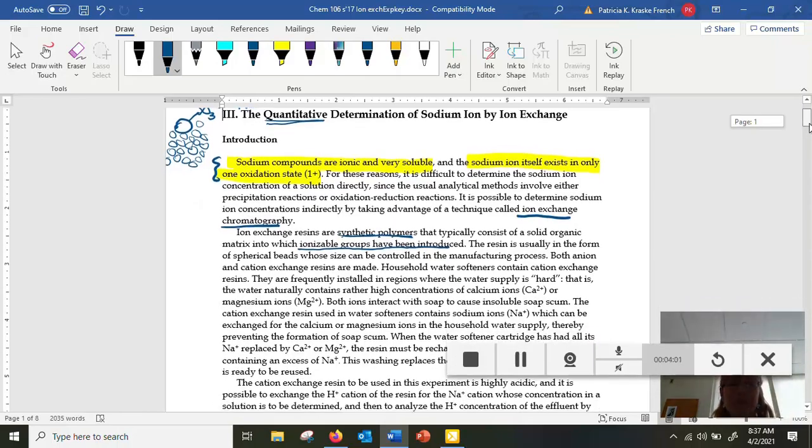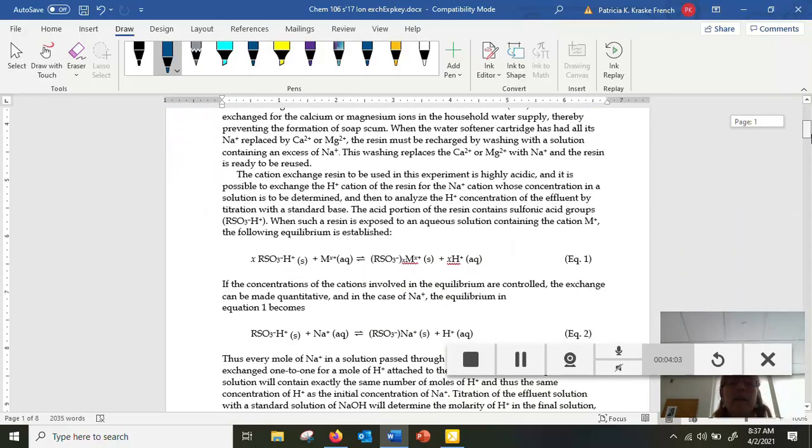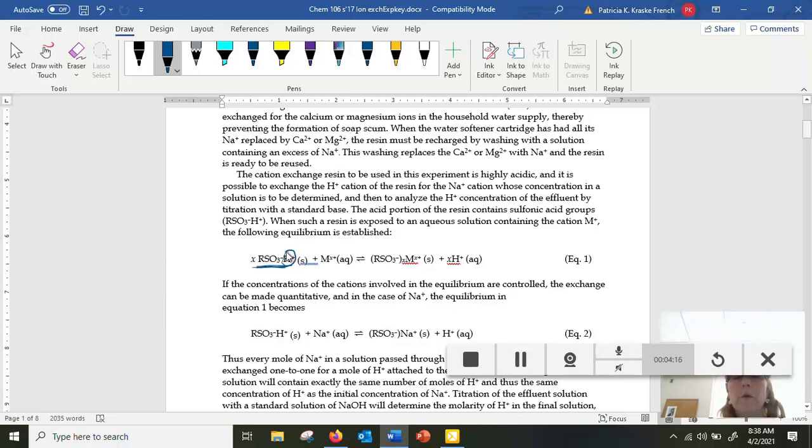So, down here, this is our generic equation. Typically, these sulfite ions are acidified. Okay, they're in the acid form. And they are solid because they're attached to this organic matrix.